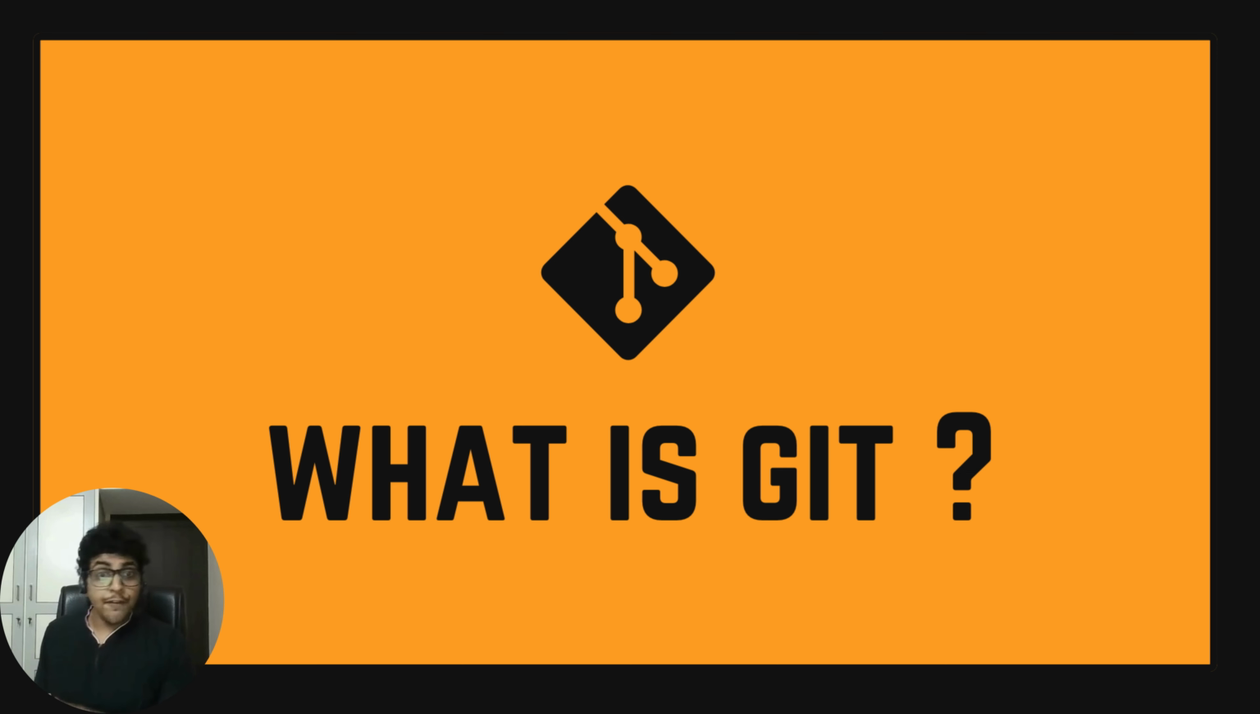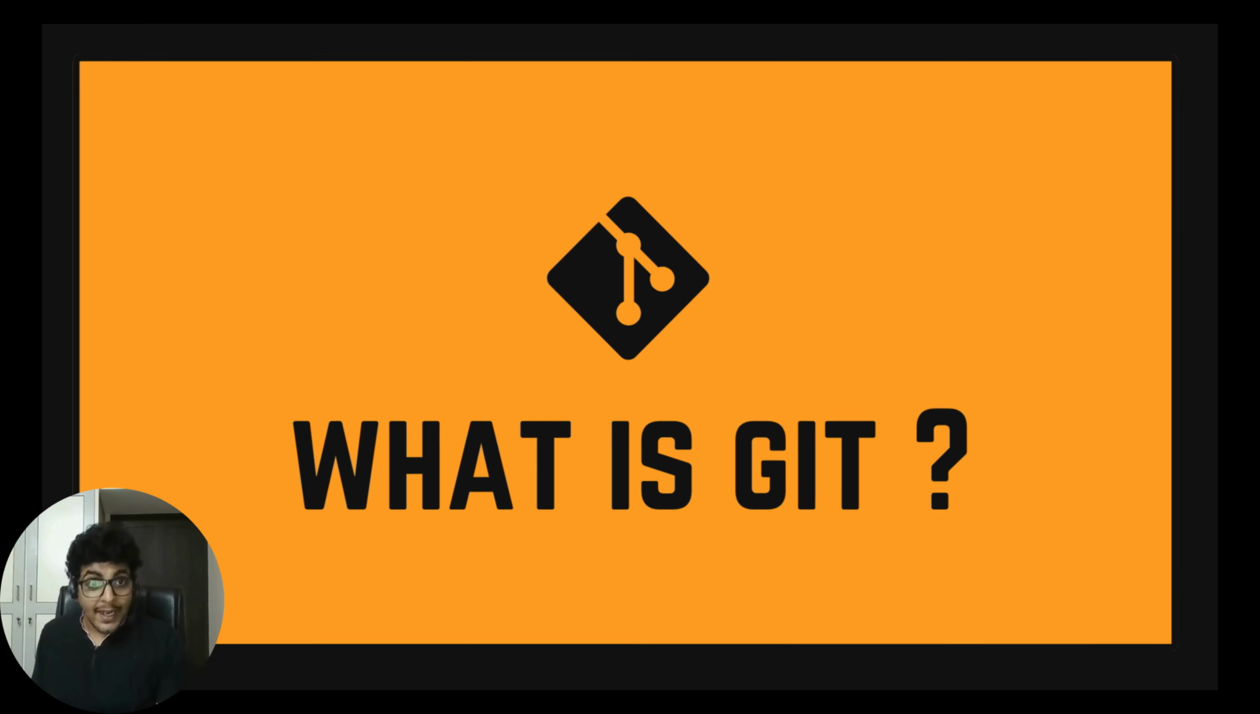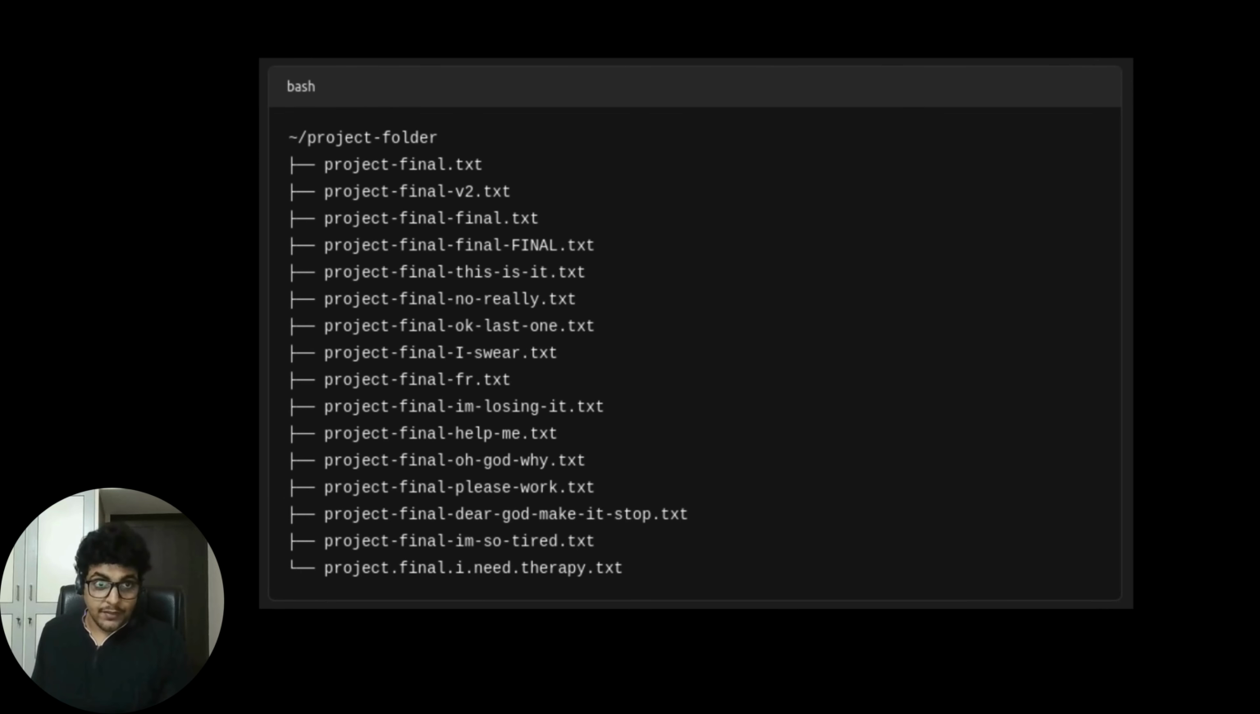And then after a few more edits, you save it again. Project final edited.txt. And later down the line, after you make some more changes, you save it yet again. Project final edited final. You know how it goes. Eventually, you end up with a folder full of files with weird names and you don't know which is which.